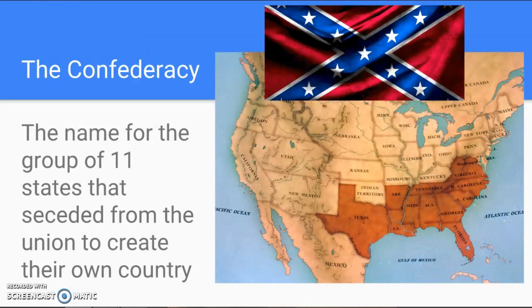And our last two terms here are just going to remind you about the two sides in this war, the two sides that were fighting against each other. The first side I'm going to talk about is the Confederacy, and this was the name for that group of 11 states that seceded or separated from the Union to create their own country. They declared they would no longer be part of the United States, that in fact they were going to start their own country called the Confederacy, and that's these 11 states here down in the South where they separated for many reasons, but the overarching reason, as we've talked about, was in order for them to maintain slavery in their particular states.